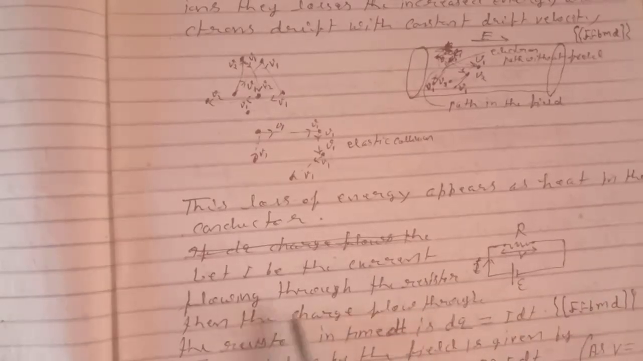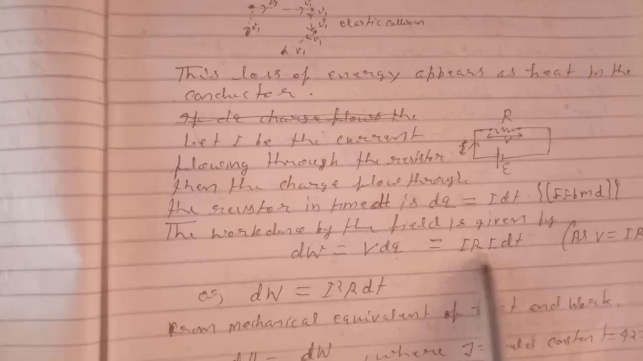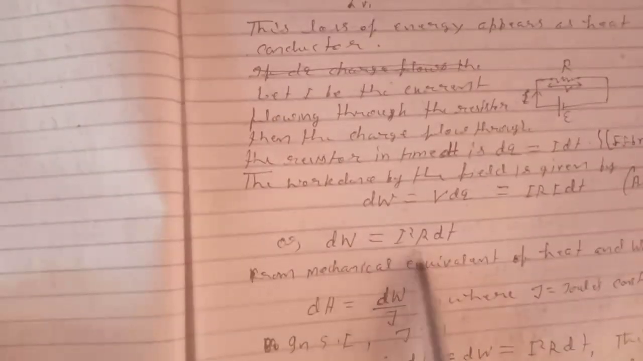Let I be the current flowing through the resistor, then the charge flowing through the resistor in time dt is dq equal to I dt. The work done by the field is given by dW equals V into dq, or V equal to IR, so dW equals IR into I dt, as V equal to IR, or dW equal to I square R dt.